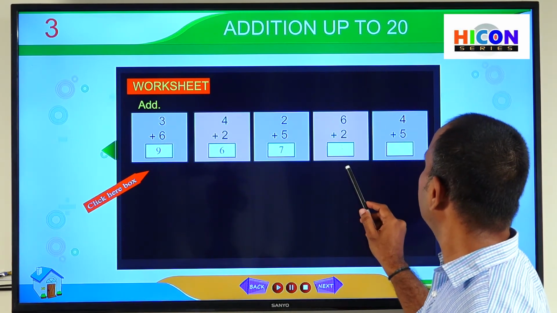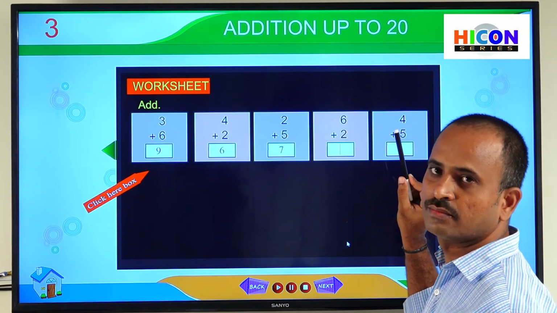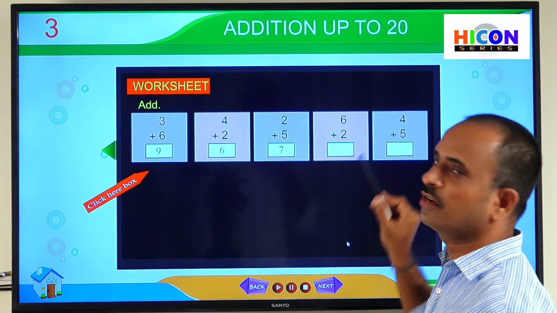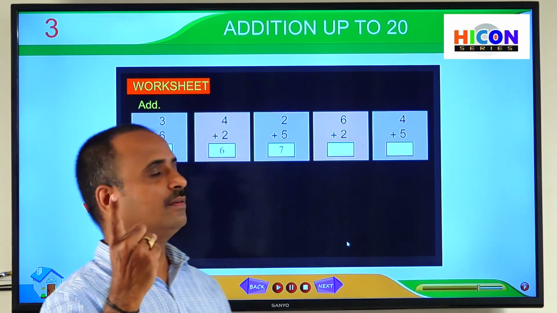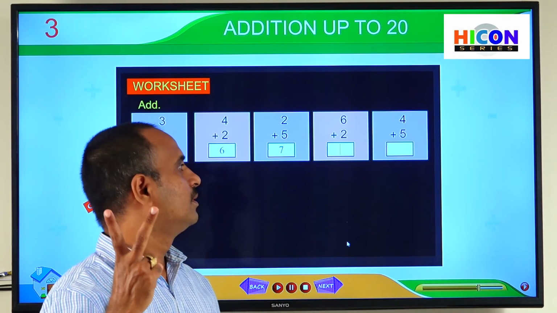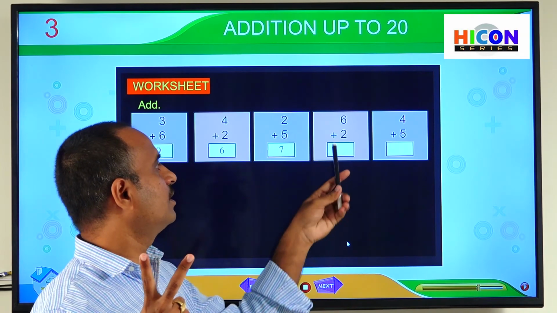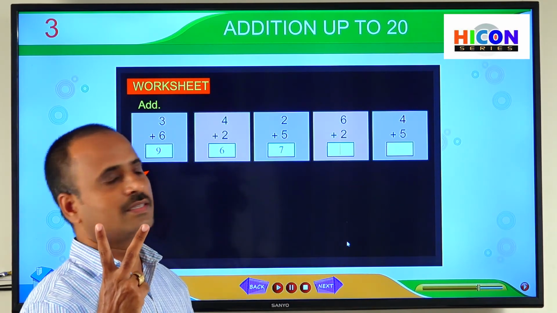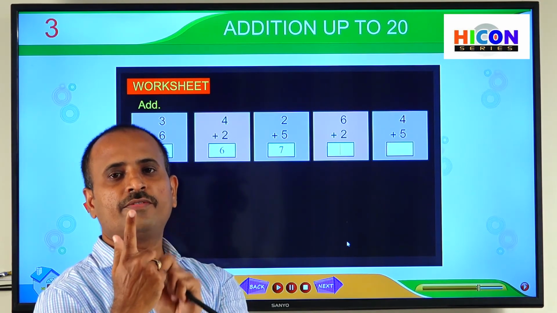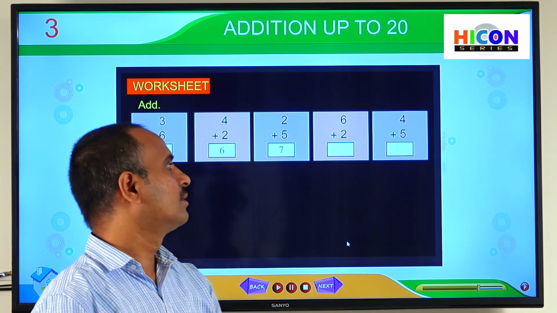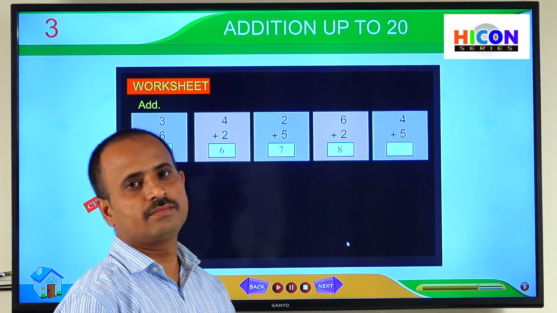So see the next addition. Here the first number is 6 and the second number is 2. So open 2 fingers of your hand. That is 1 and 2. So start counting after the first number. So what is the first number here? 6. So after 6 we will get 7. So start counting from 7. So 7 and 8. The sum is 8. So write 8 in this box.